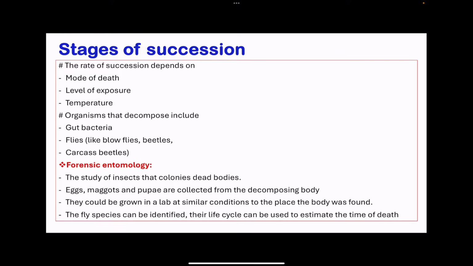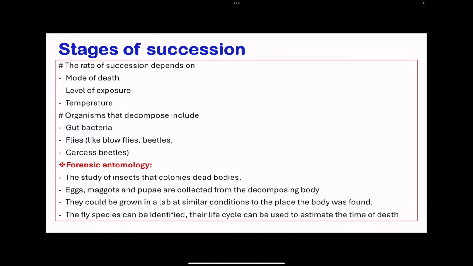The ambient temperature is going to affect the rate of enzyme controlled reactions as well as the speed of hatching of the eggs. So this is going to speed up the rate of decomposition if the ambient temperature is optimum for certain reactions to occur. If the ambient temperature is very cold, then the body is going to be in a state of preservation, so the decomposition is going to be slower. Organisms that carry out this decomposition include the gut bacteria, like we've already talked about. It includes flies like the blowflies, beetles, and carcass beetles.